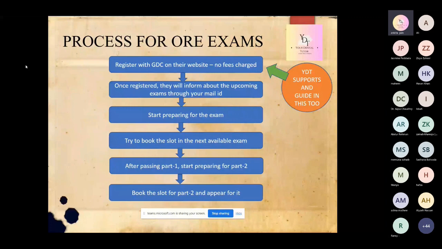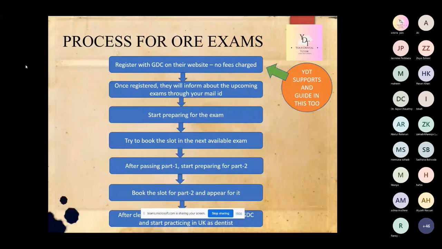So here your luck also matters a lot. Even if you are prepared for the exam and everything is all right, it might happen that you don't get the slot and you have to wait for another ORE exam. So this is a bit tricky about this particular exam. After clearing part 1 and part 2, you need not have any kind of training. You can directly practice as a dentist in the UK. So this is all about the process for ORE exams.